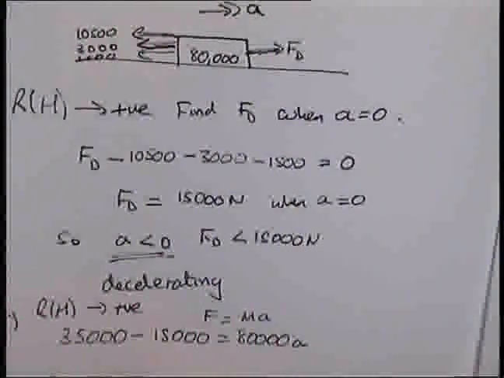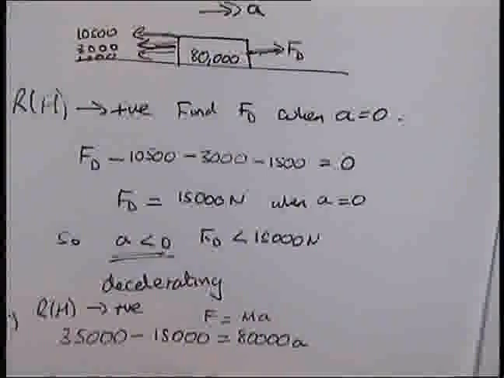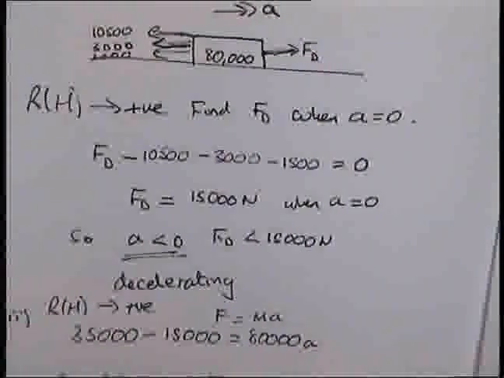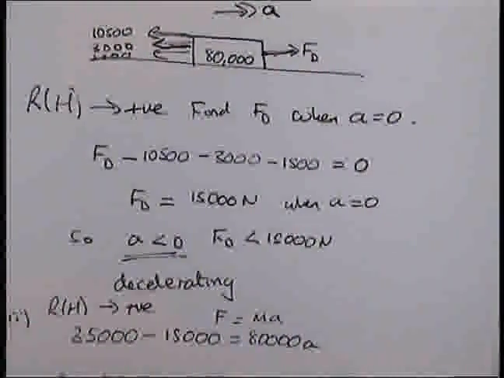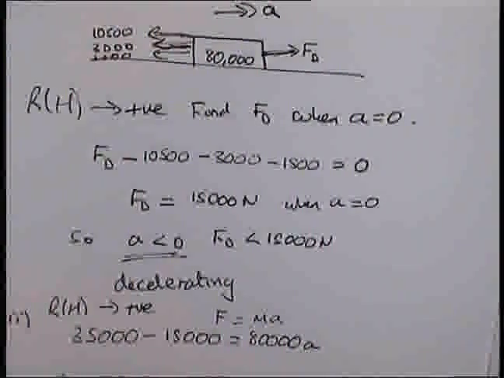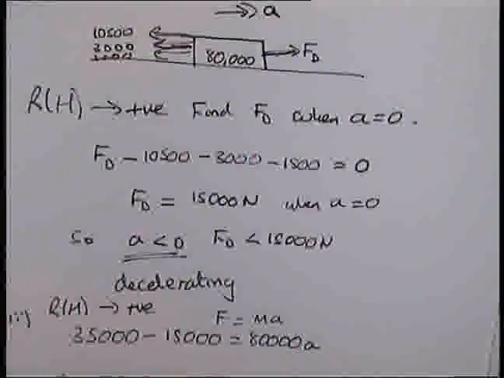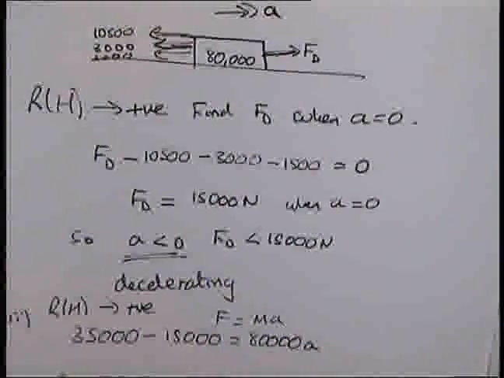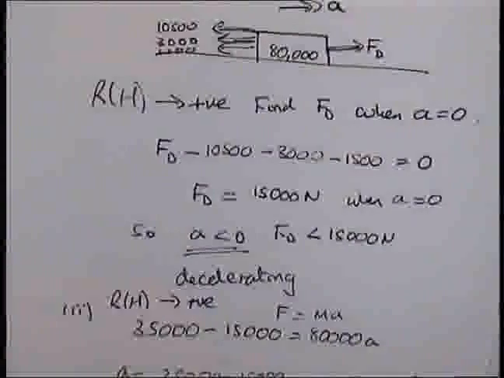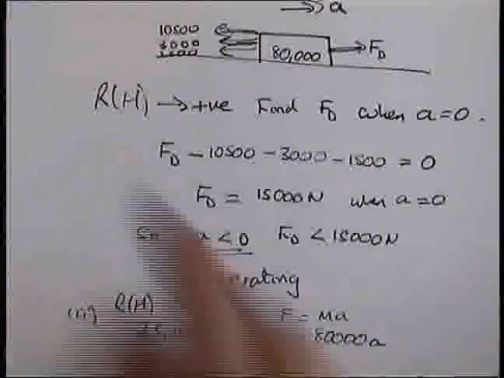So we get A is 35,000 minus 15,000 all over 80,000. 80,000 is the mass, which turns out to be a quarter meters per second to the minus 2, as we were asked. So we have shown that A equals 0.25 meters per second to the minus 2. Box up your answers so that they're easy to find. So that's part 2.